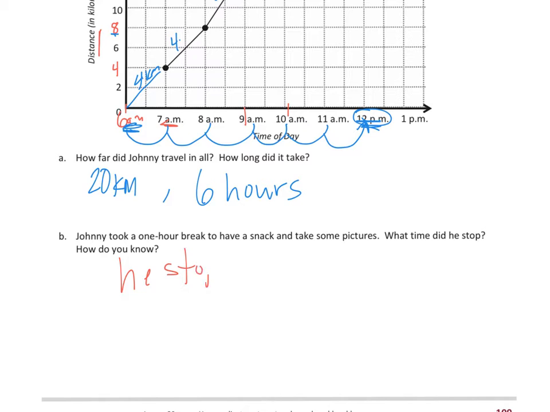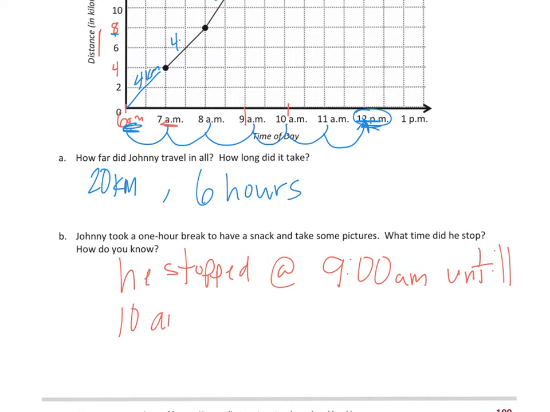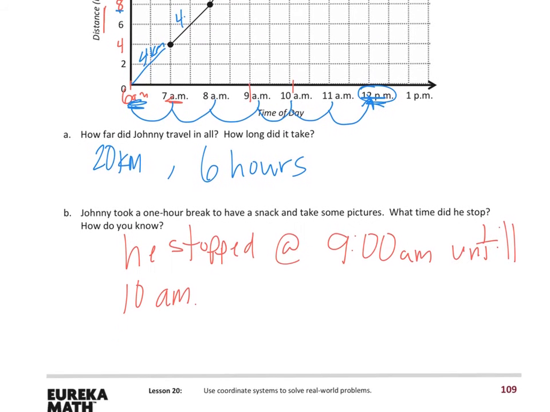I'm going to say he stopped at 9 o'clock a.m. until 10 a.m. And for my description as to why is because on the line graph, he didn't travel any distance between 9 and 10. It implies that he stayed put. He didn't move anywhere for that hour. That's what I would use for my explanation for it.